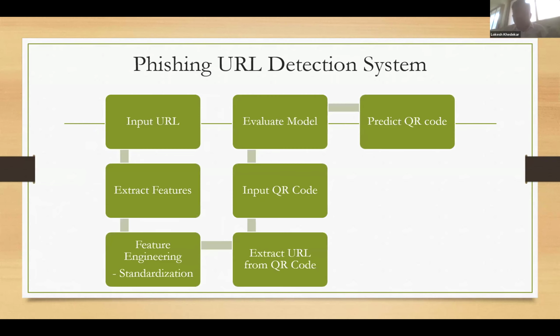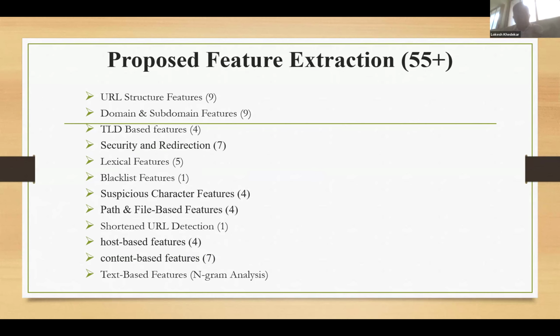In this study, I'm dealing with three different frameworks. Framework one is for feature selection using lexical analysis features. Framework two is for extracting the content and host features. And framework three is for extracting text-based features from the URL.